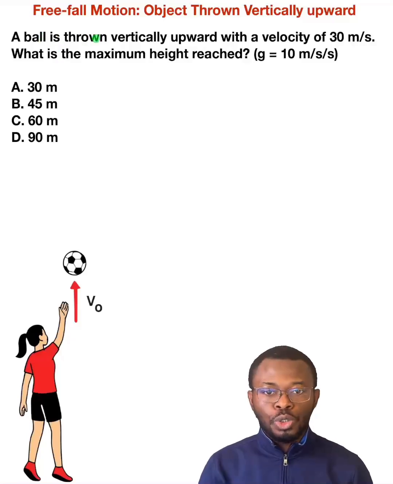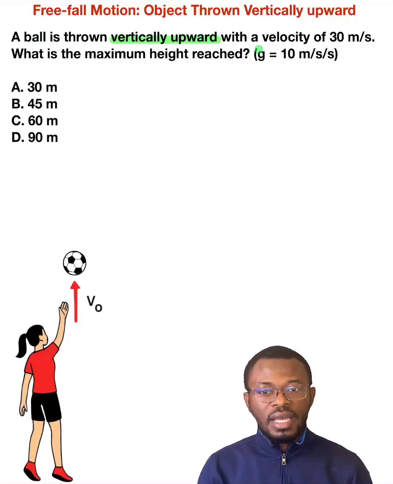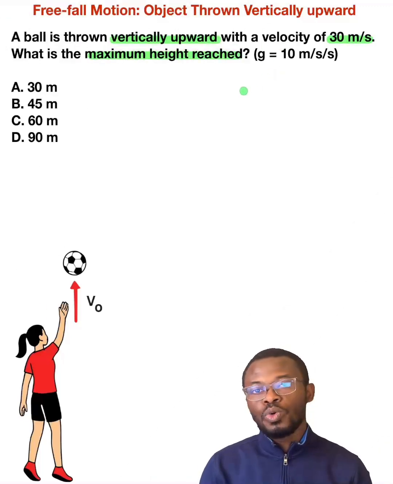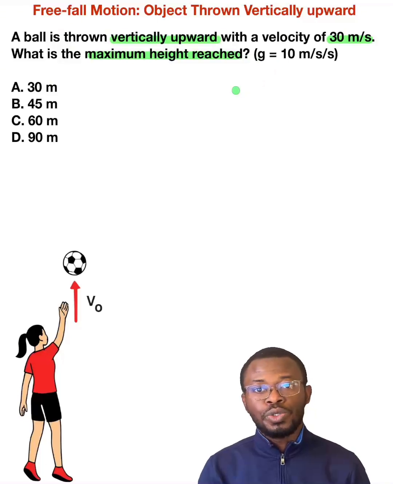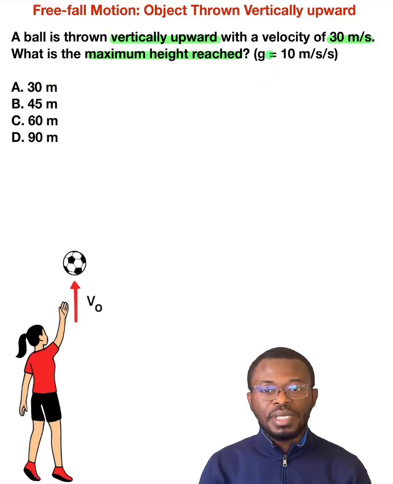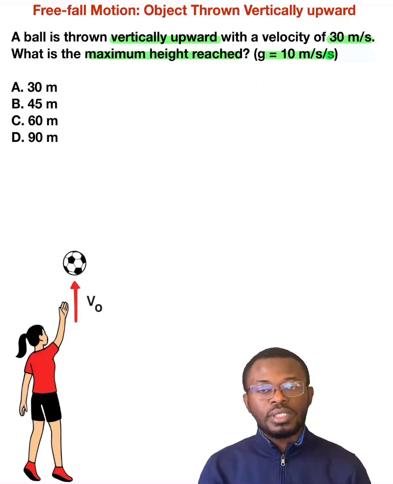A ball is thrown vertically upward with an initial velocity of 30 meters per second. What is the maximum height reached by this ball? And in this problem, we are taking the acceleration due to gravity to be 10 meters per second squared, and of course, neglect the effect of air resistance.